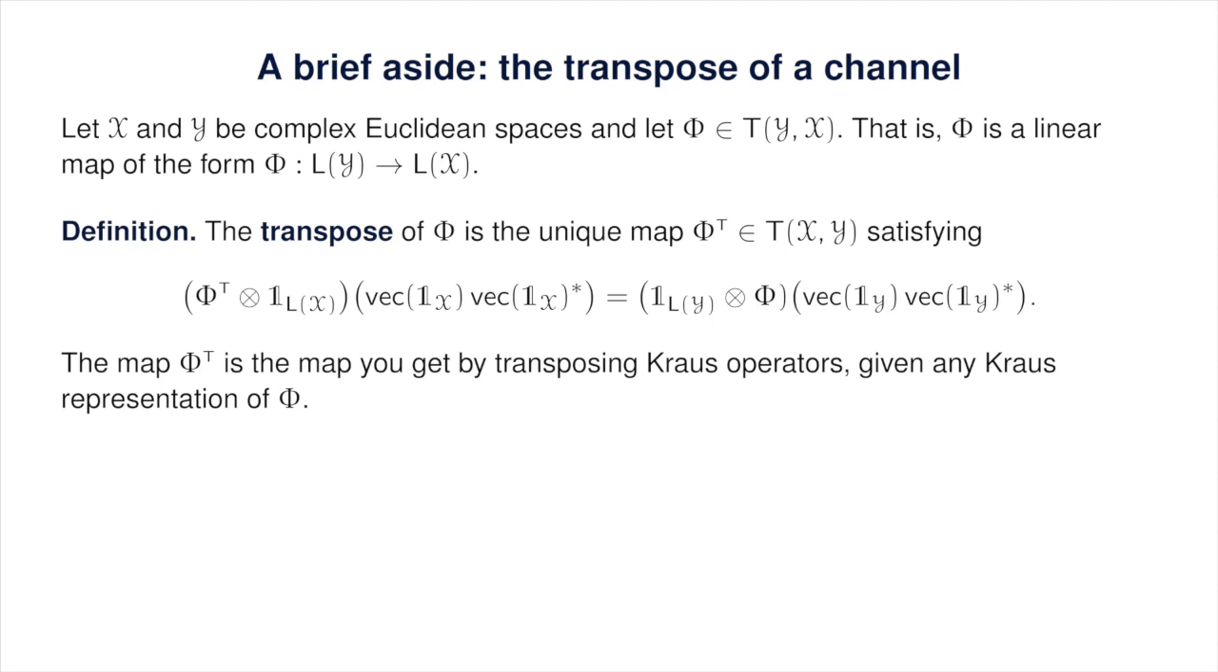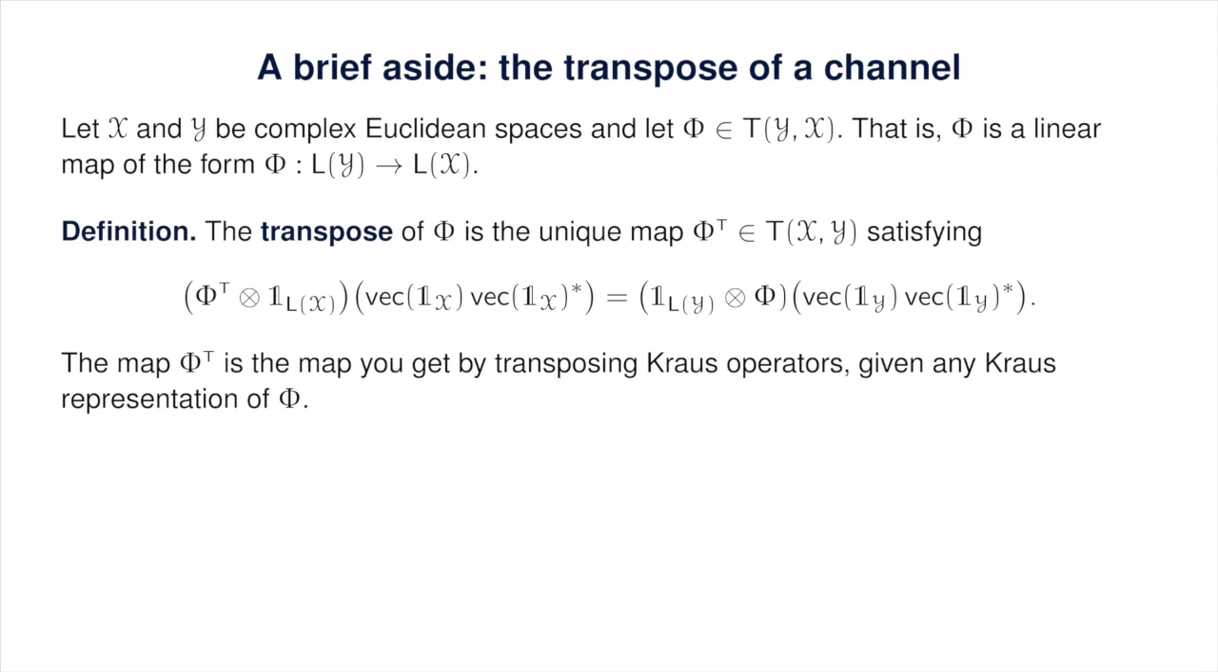Now, it is the case, as you might have hoped, that the transpose of phi is exactly what you would get if you took any Kraus representation of phi and transposed all of the Kraus operators. And that's pretty easy to see if you think just for a moment about how Kraus representations and Choi representations are related, along with an identity concerning the Vec function that gets used about 1,000 times in the Theory of Quantum Information course. And so the transpose of a map is, in fact, aptly named.